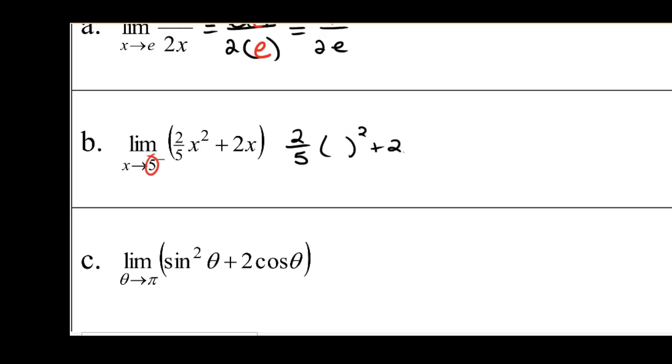Squared plus 2. Evaluate these for 5. 2/5, 5 squared is 25, plus 10. 5 and 25 reduce. 2 times 5 is 10, plus 10 equals 20.